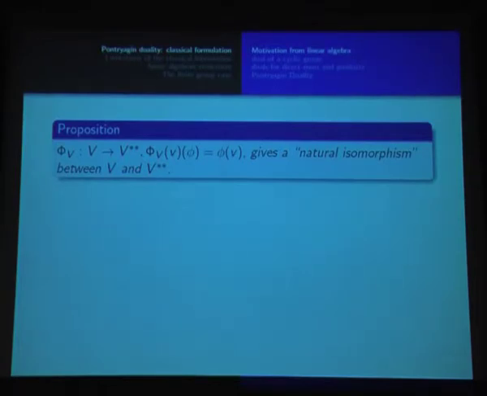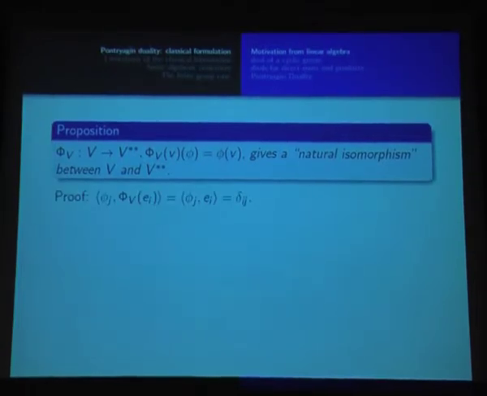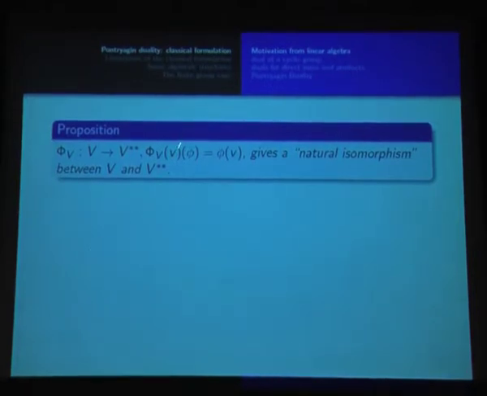So, given by phi V of V acting on a functional, so elements of V star. So, phi V of V is an element here, that means these are functionals on V star. So, I take a functional from V star which is phi. So, phi V of V acting on phi is phi of V. So, the proposition says that this gives a natural isomorphism between V and V star star.